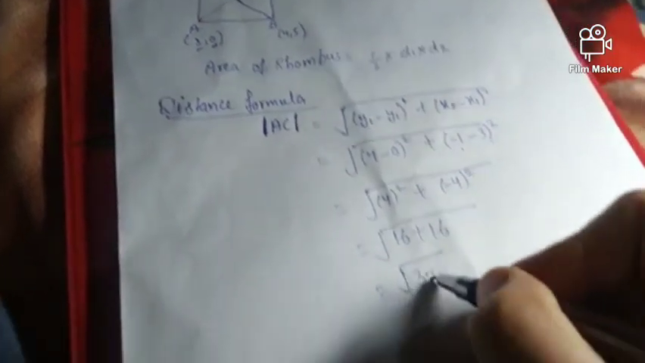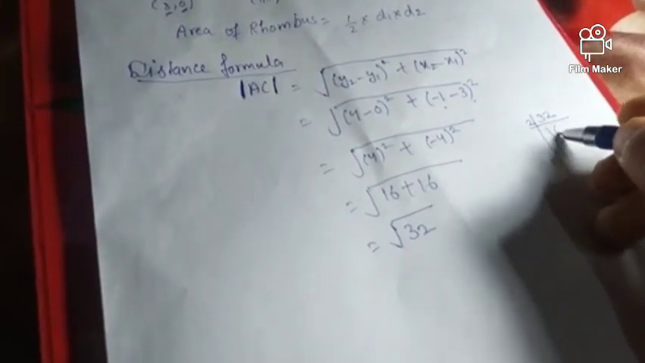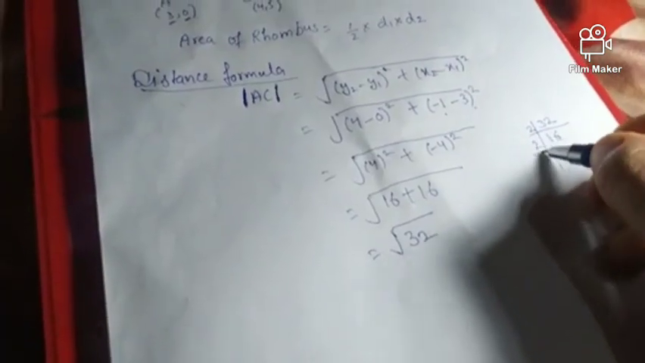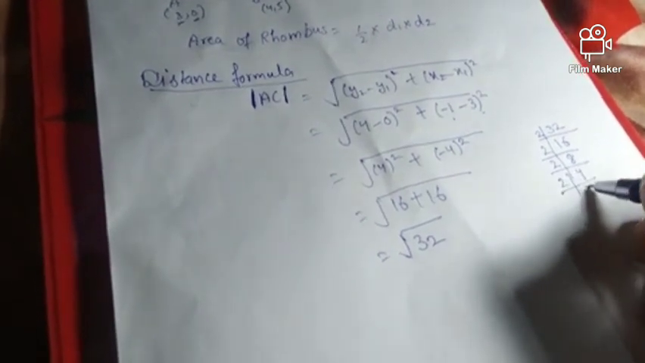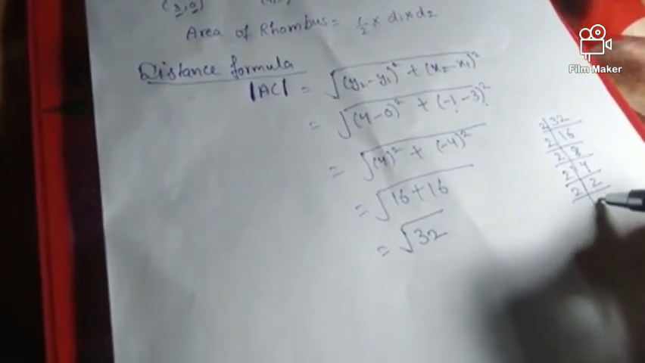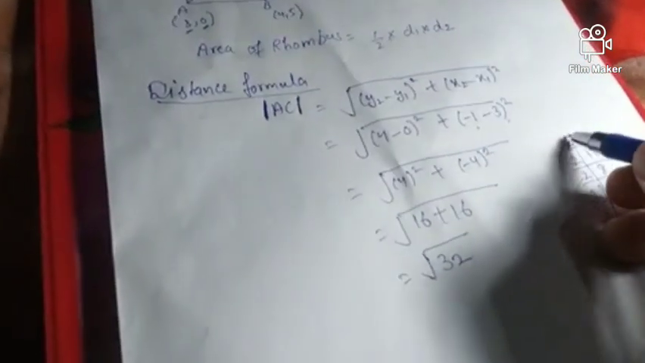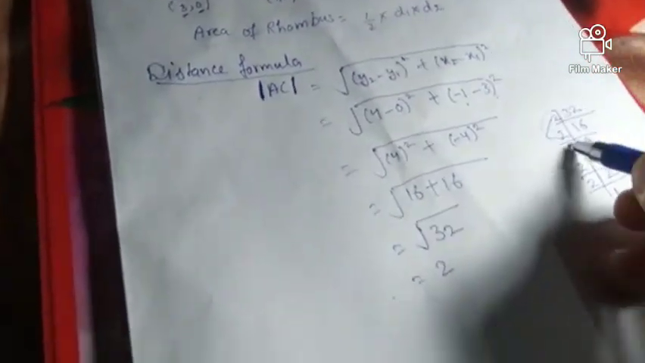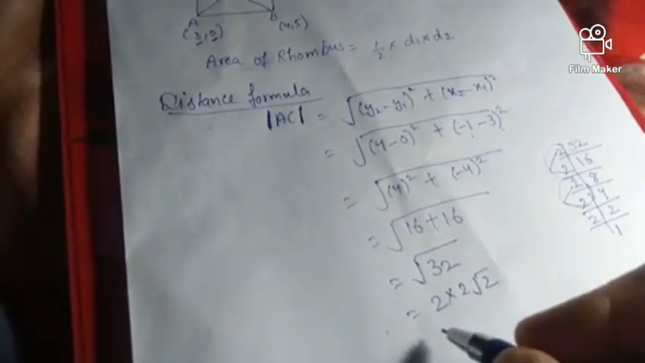This will become 32. Make the factors of 32. 2 ones are 2, 2 sixes are 12, 2 8s are 16, 2 4s are 8, 2 2s are 4, 2 1s are 2. So, we will find the square root of 32. From these two, one 2 will come out. From these two, one 2 will come out. So, one 2 will be left inside the square root. So, it will become 4 root 2. Clear? So, the length of diagonal 1, AC, will be 4 root 2.